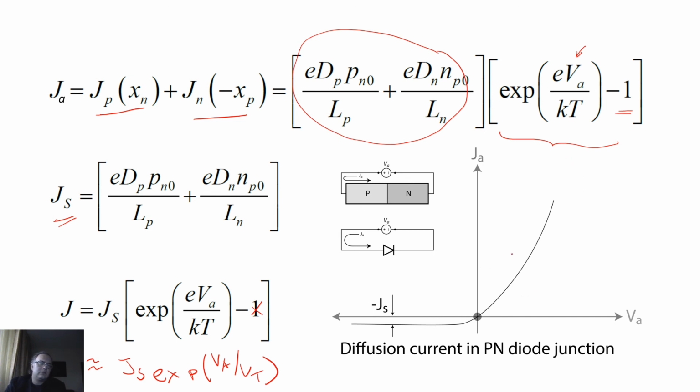So this is not really to scale, because this current in practice is extremely small. So what you see usually in the characteristic is something like this.